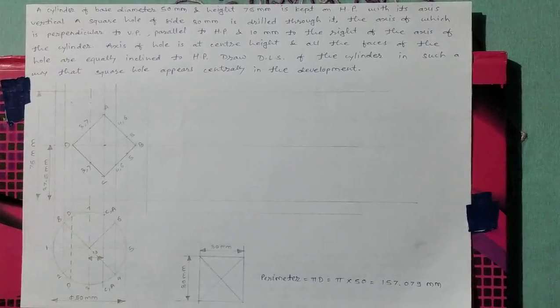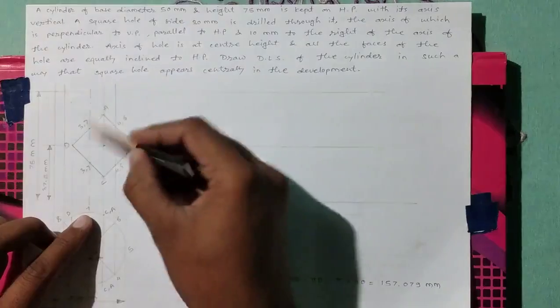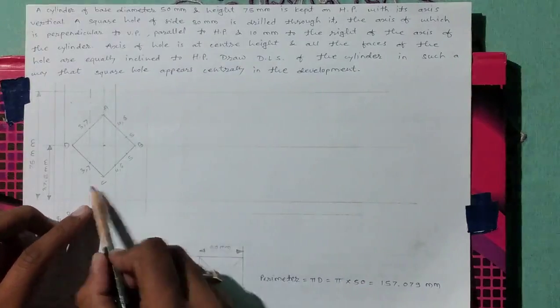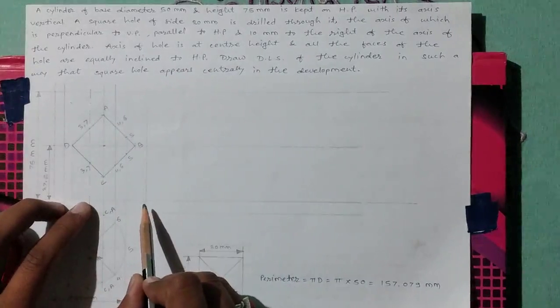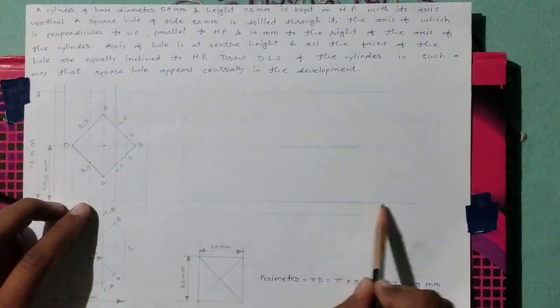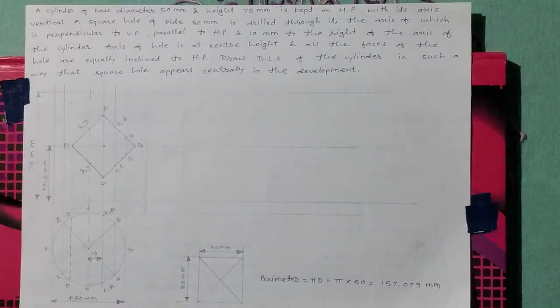Before drawing the development of the cylinder, we have to take a line parallel to the axis of the cylinder. We have already drawn that line. This is the axis of the cylinder, and take one parallel line to this axis at some suitable distance. After that we have to draw here the profile of development.